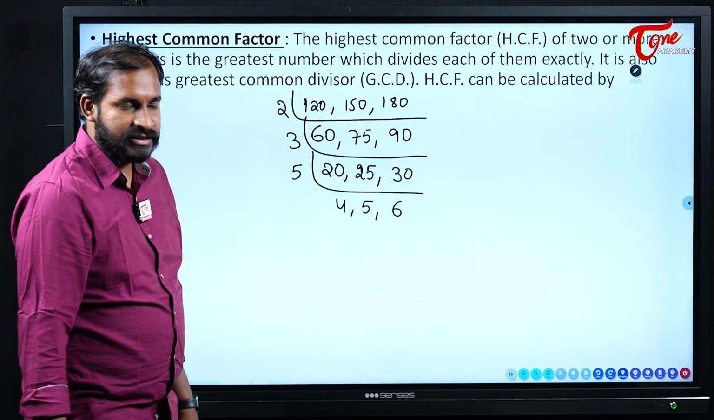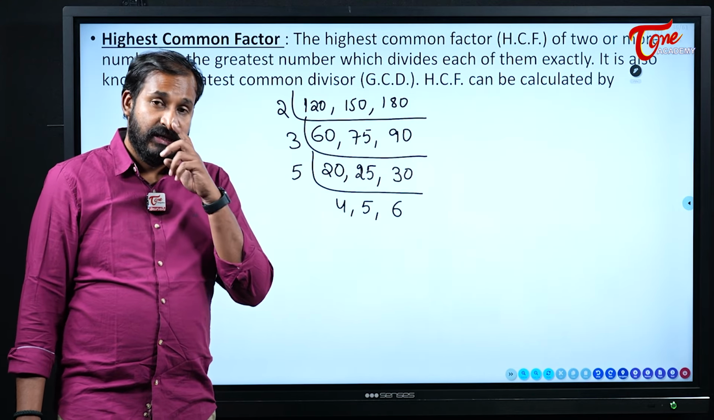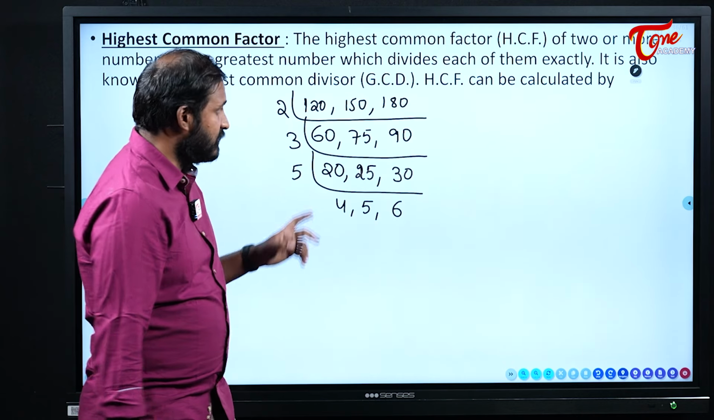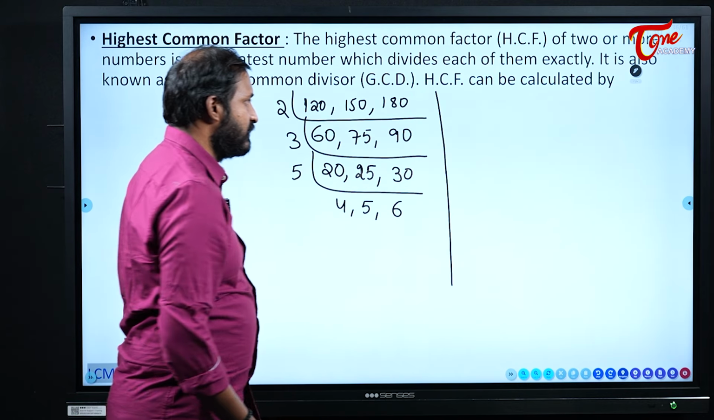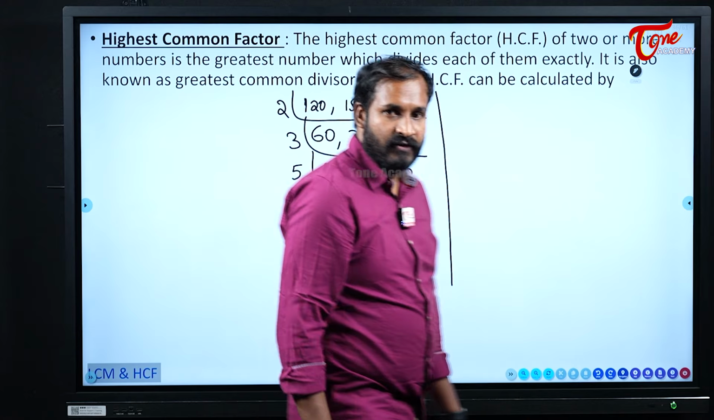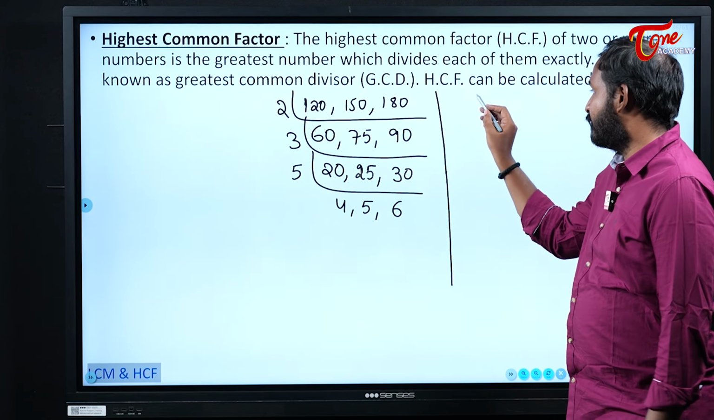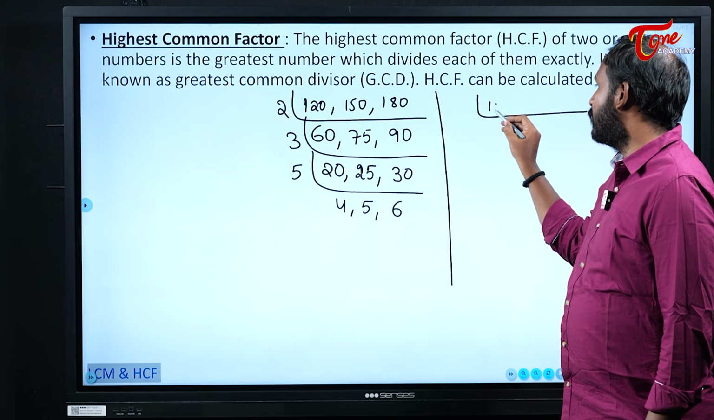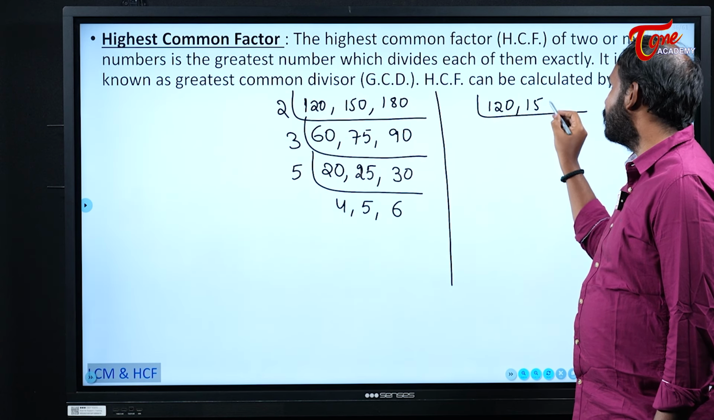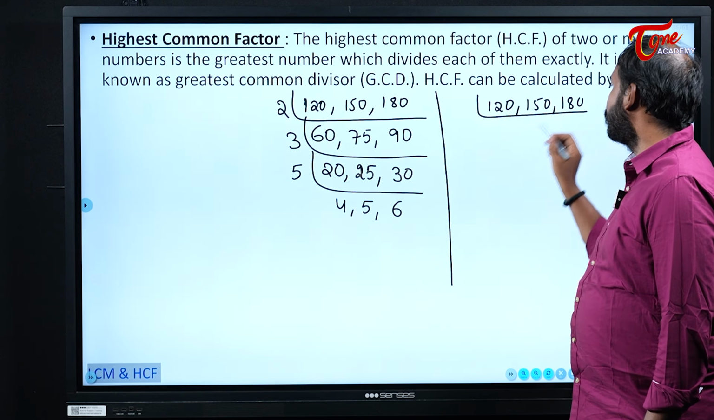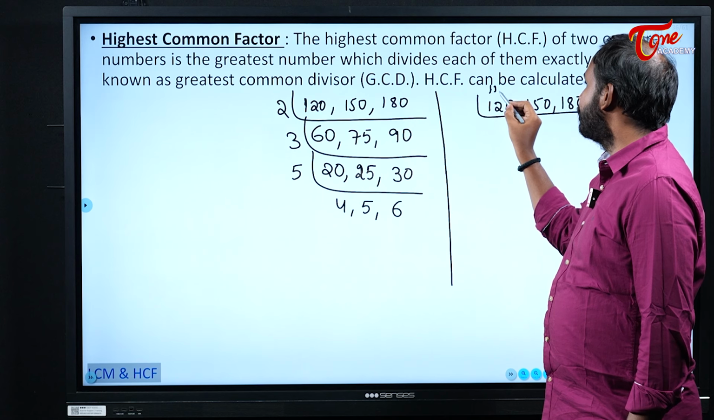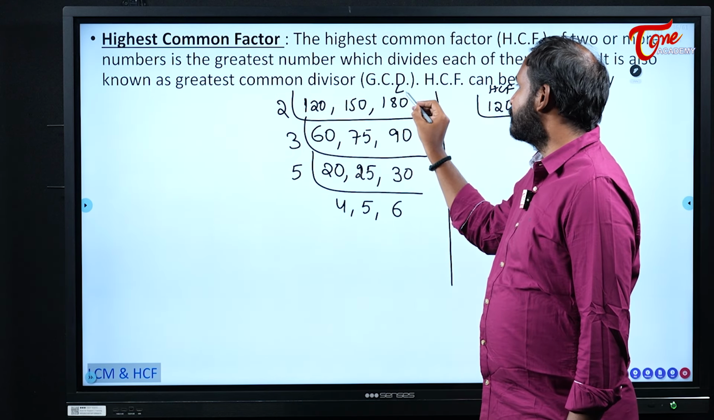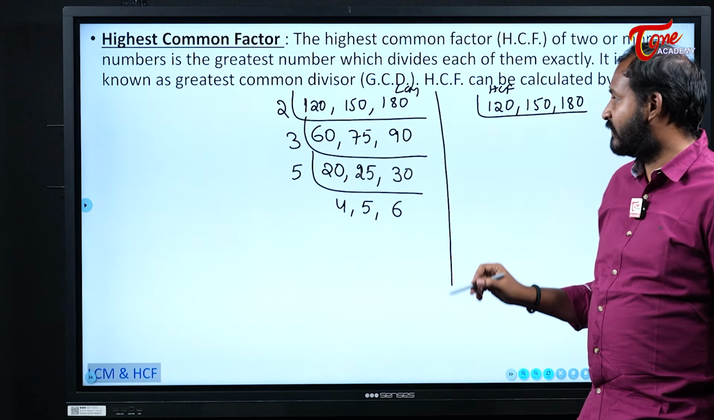Now see here, students, in our previous case, I will show you the difference between LCM and HCF. This is LCM. For the time being, I will do the same thing for HCF. The process is more or less the same, but at one point we will stop. This one is HCF and this one is LCM. We will see what the difference between them is.